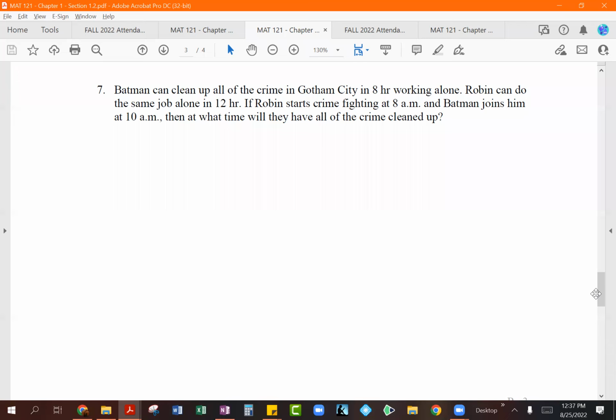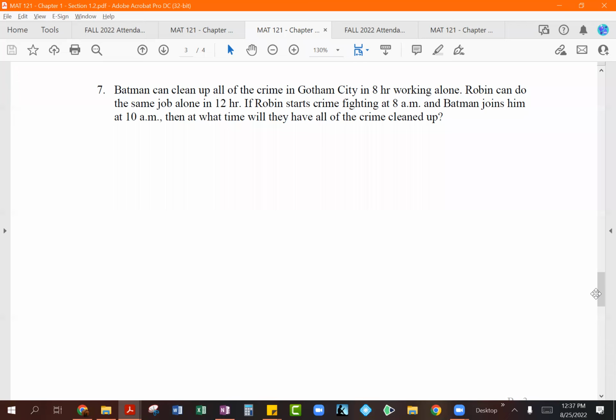So the way we set this up, they're asking us at what time will they have all of the crime cleaned up. So the question is at what time. If they're starting at 8 a.m., is it going to be noon? Is it going to be 5 p.m.? That's what we're finding. But technically, you're finding how many hours it's going to take them, and then based on how many hours, we can figure out what that time is. So of course, our unknown variable here is going to be time.